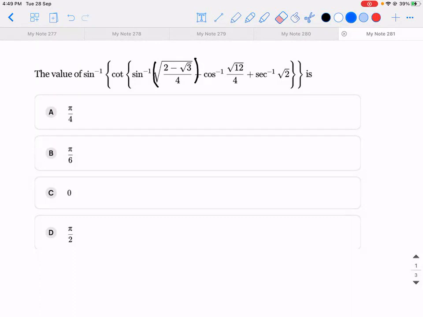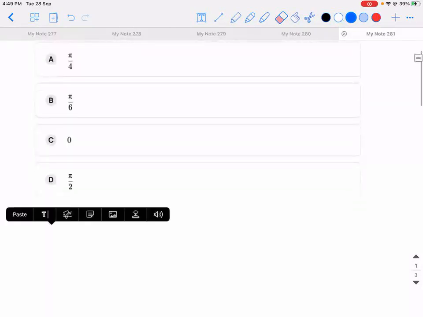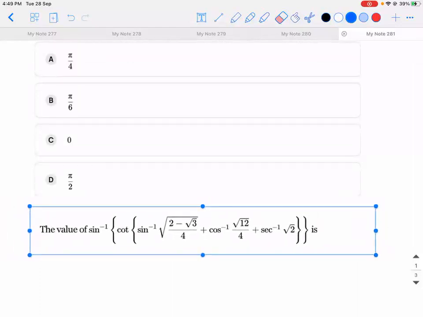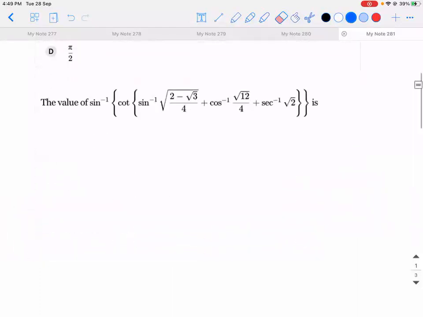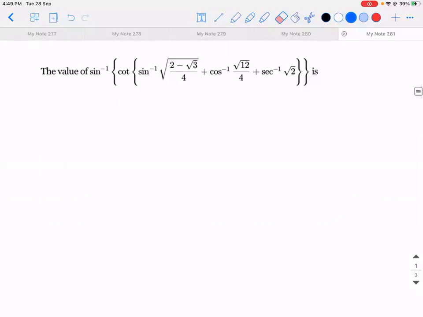In this question, we need to evaluate the value of this inverse trigonometric function. It looks slightly lengthier, but if you break it down, the answer is actually very simple. Let's see how we will answer this. So this is our function. Once again, I'm just copying this equation over here. So we have to break it down.